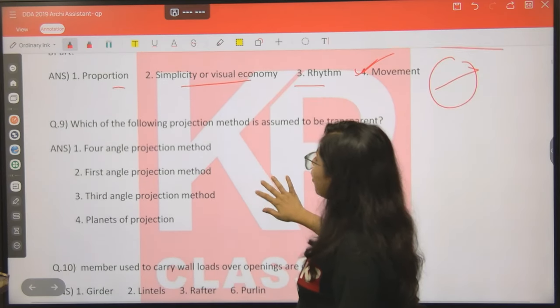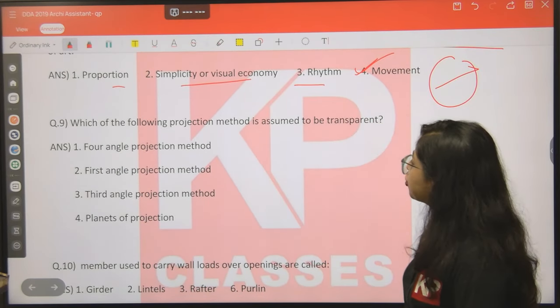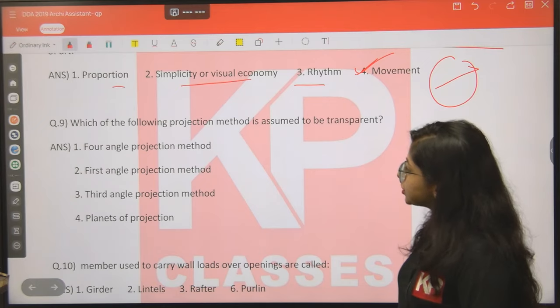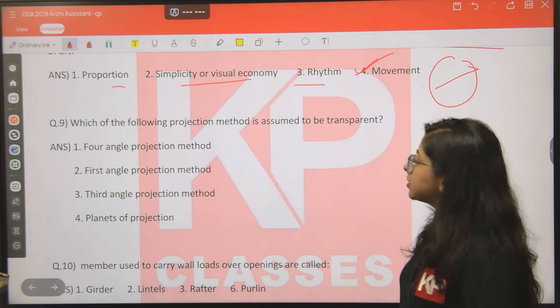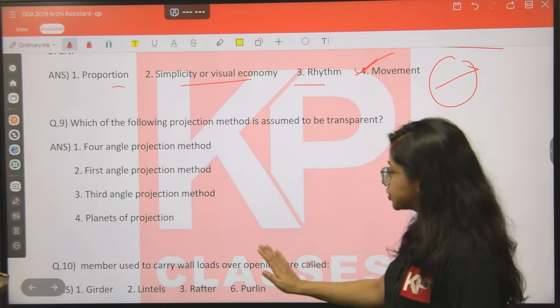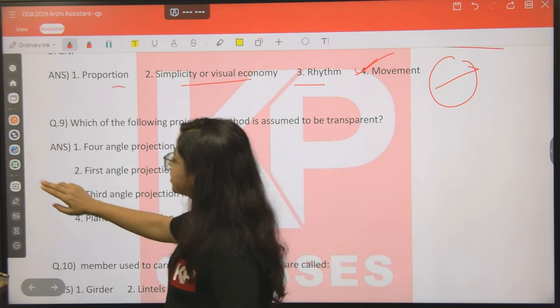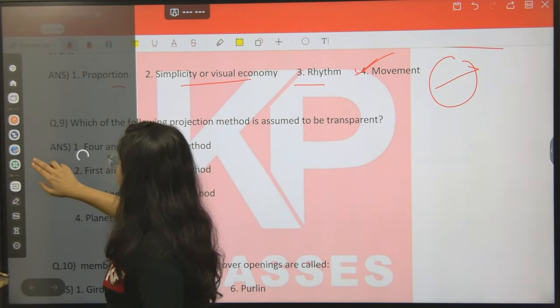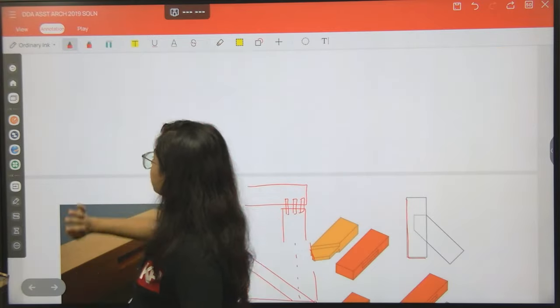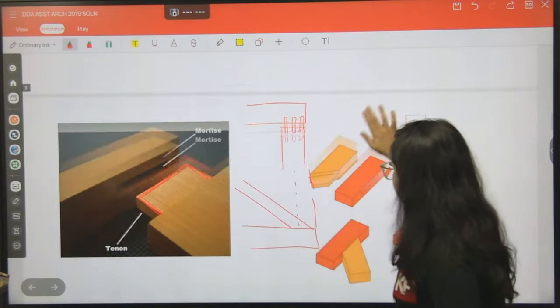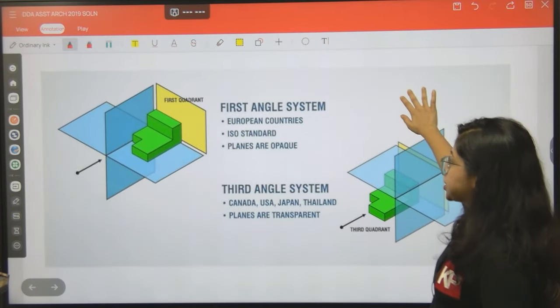Number 9. Which of the following projection methods is assumed to be transparent? 4th angle projection method, 1st angle projection method, 3rd angle projection, planets of projection. Okay, let's look into the projection method first. What are the different types of projection method? If you don't know what a projection method is, you will not be able to answer. This is what a projection method is.